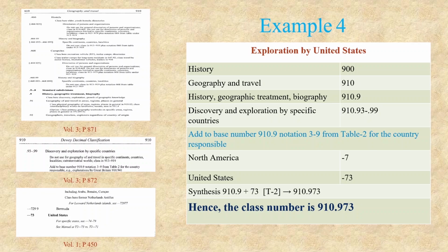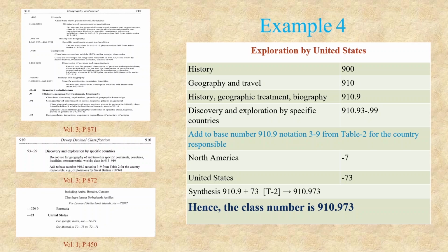Then come to use Table 2 for geographic location. The instruction for 910.9 states: add to base number 910.9 notation 3-9 from Table 2 for the country responsible. So here, North America comes under -7, then United States -73.